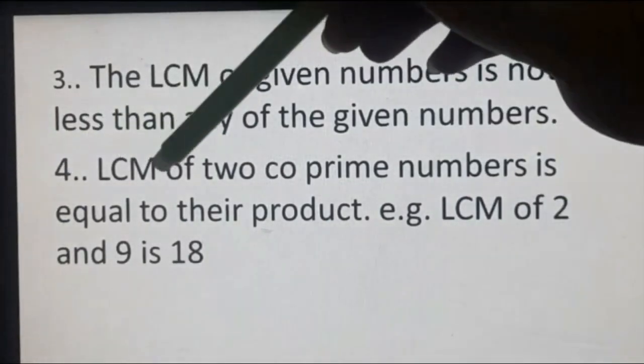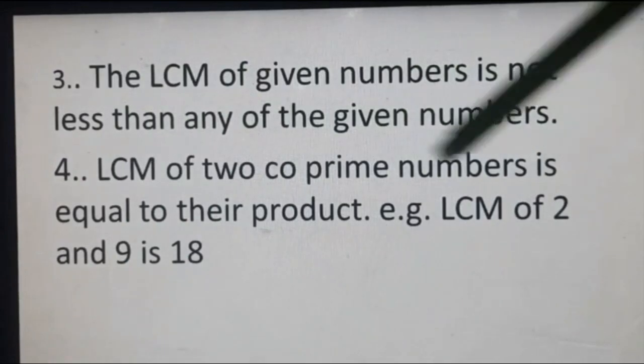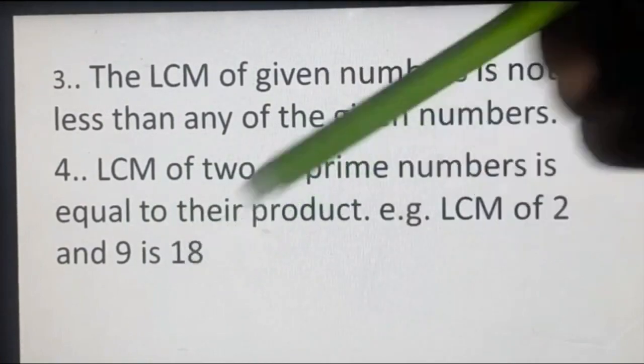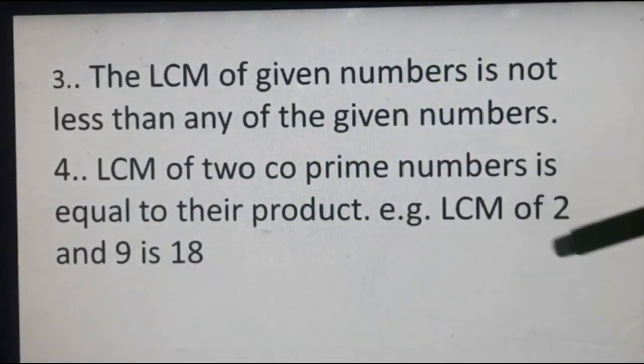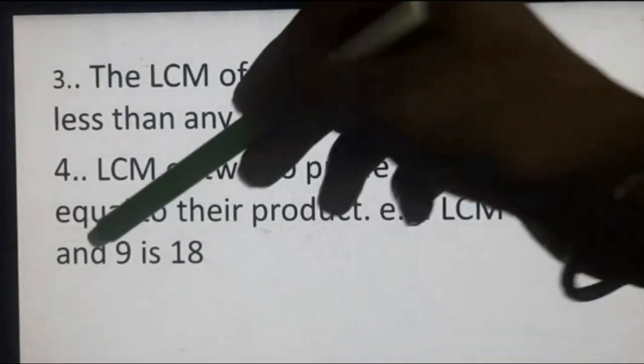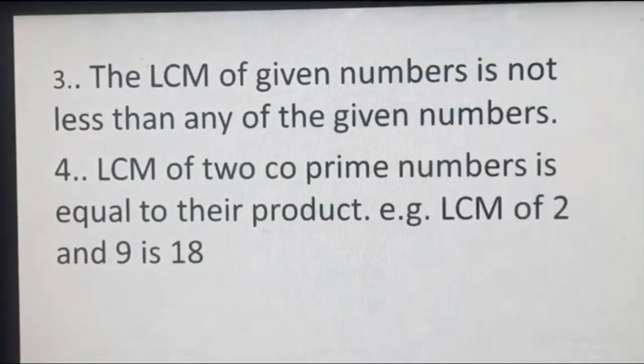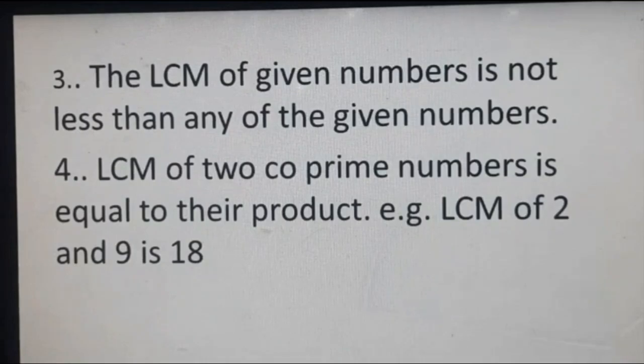Next property is that LCM of two co-prime numbers is equal to their product. If the numbers are co-prime, prime to each other, then their least common multiple will be their product only. For example, LCM of 2 and 9 is 18. 2 and 9 are co-prime numbers. So their LCM is their product, 2 into 9, that is 18.